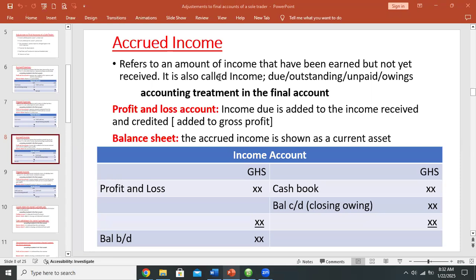Also called income due or outstanding. Final account. Income due is added to the income, added to gross balance sheet.